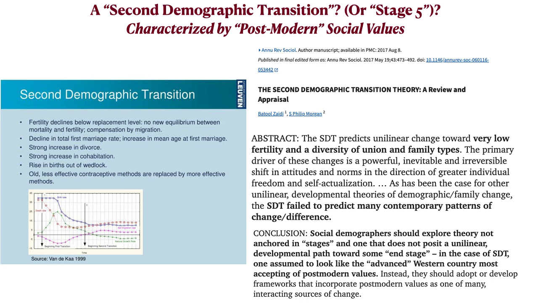You're going to have very low fertility, which is what we have seen, but a diversity of union and family types. The graph on the left just shows the idea of this: decline in first marriage rate, increase in mean age of marriage, strong increase of divorce, strong increase in cohabitation, rise in births out of wedlock, use of more effective contraceptive methods, all of these pushing the fertility rate down. And some of these things have been seen. Some of them have gone into reverse.